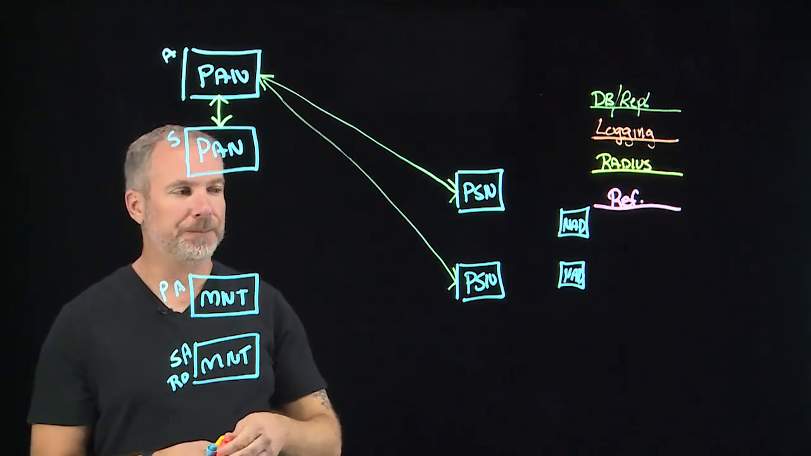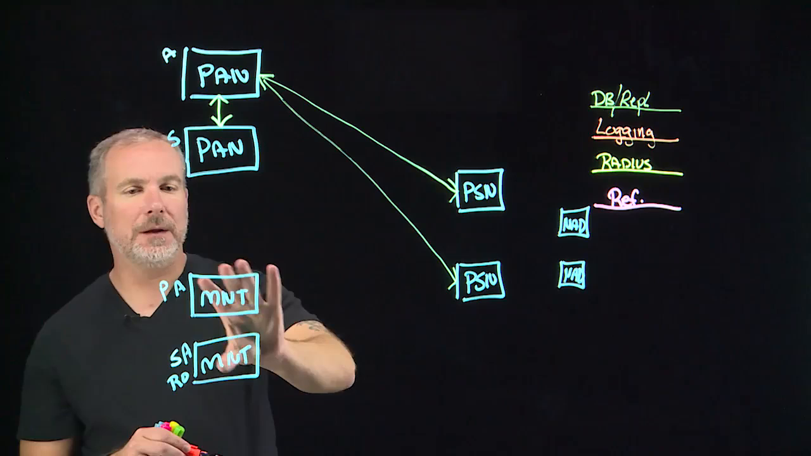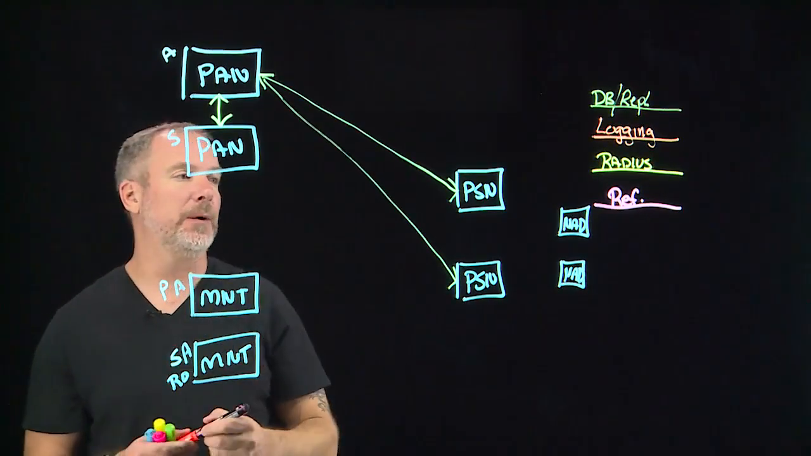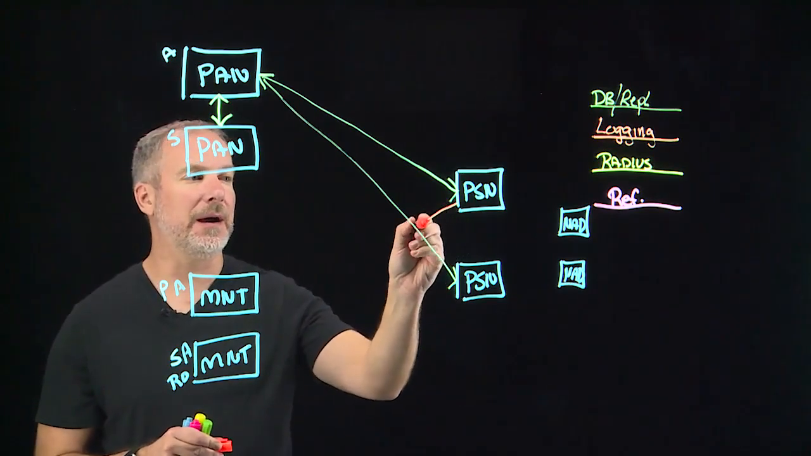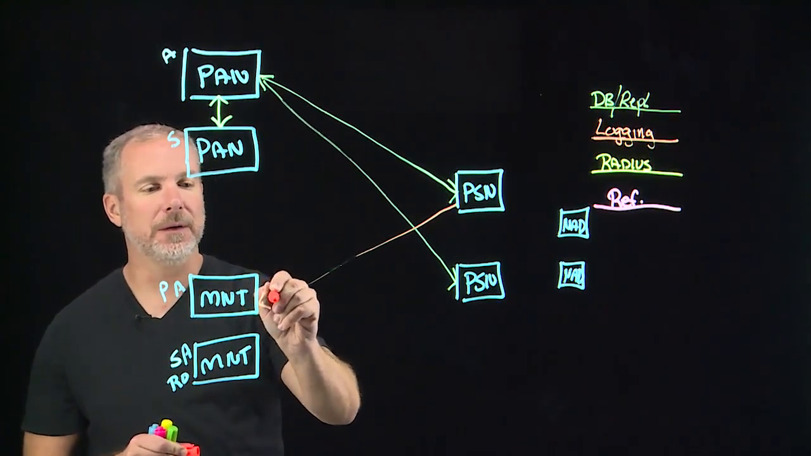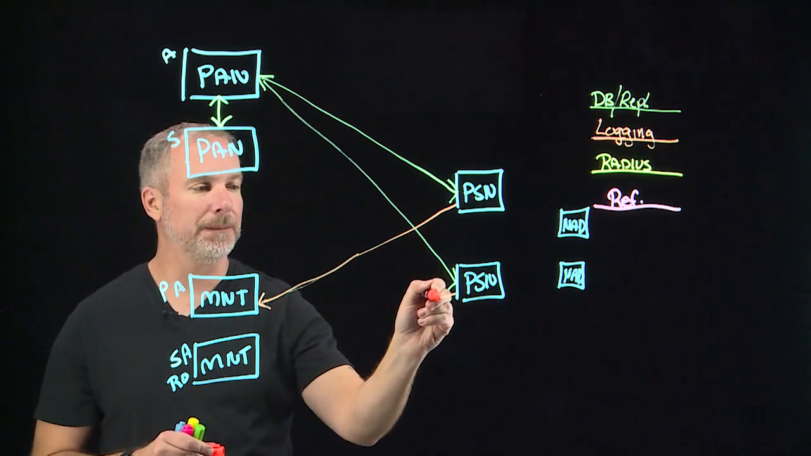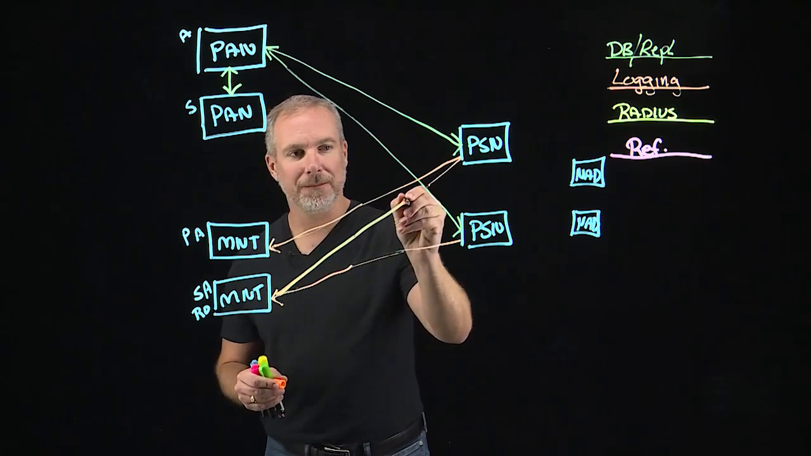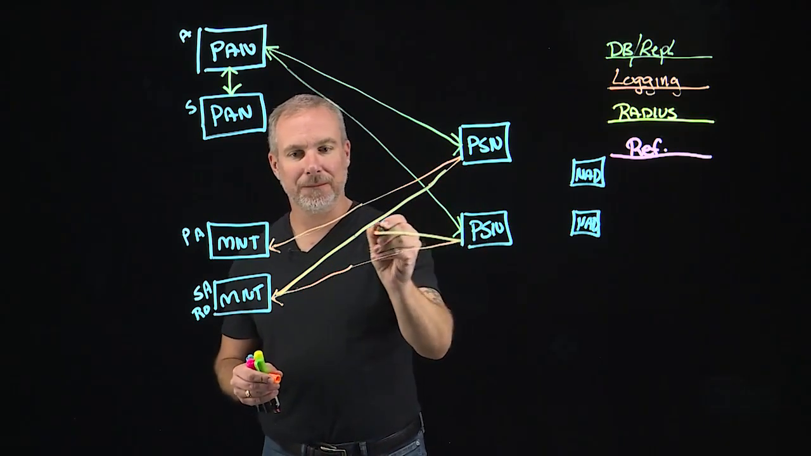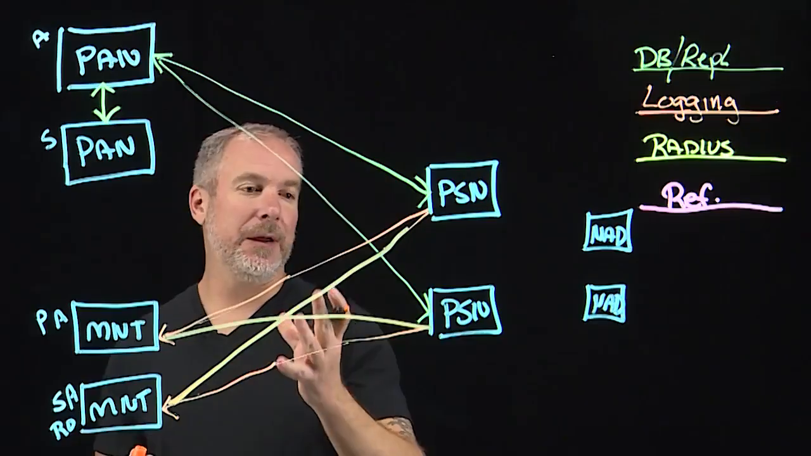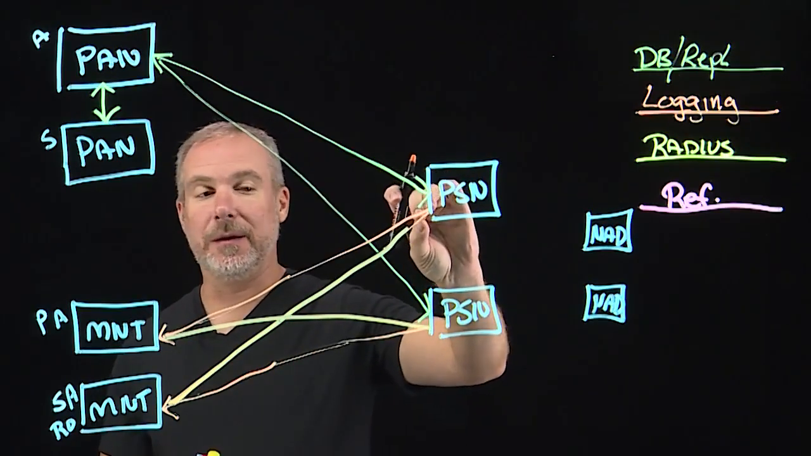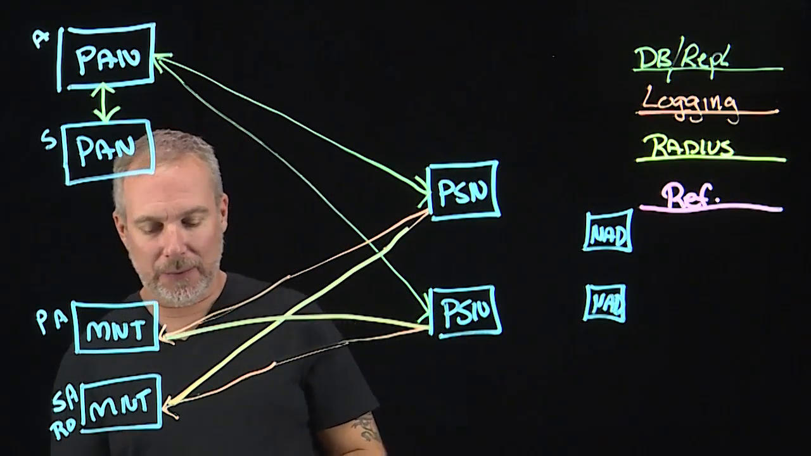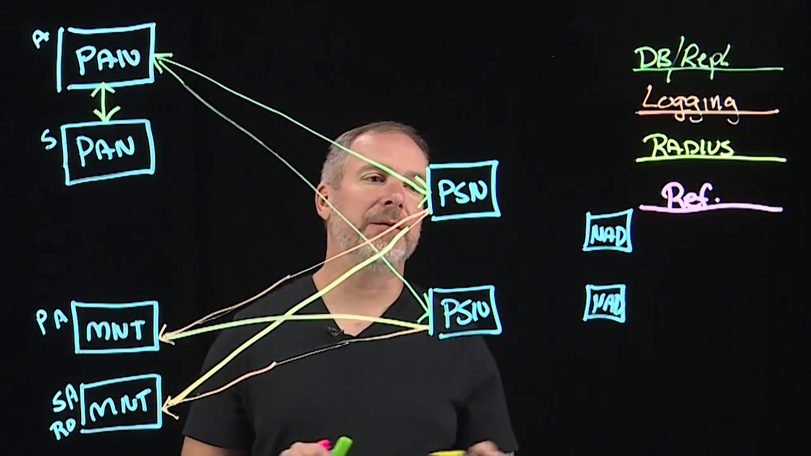Now, let's look at the logging. Remember, both logging nodes are active. Again, there is a primary and a standby, but they're both active. And what that basically means is they're both going to get a copy of the logging information from the PSNs. Okay, so as we see, a duplicate copy of the logging messages is going to be sent to each of the monitoring nodes.